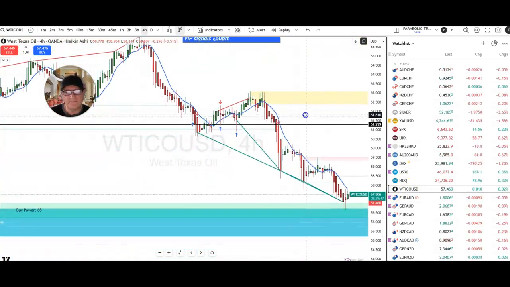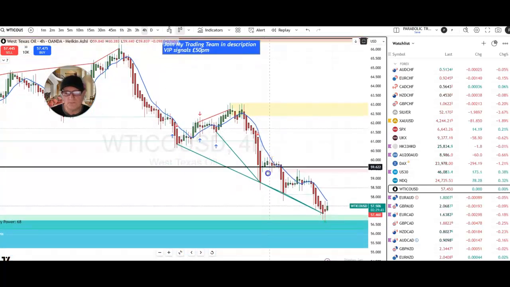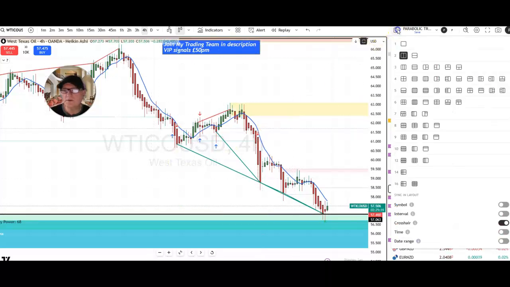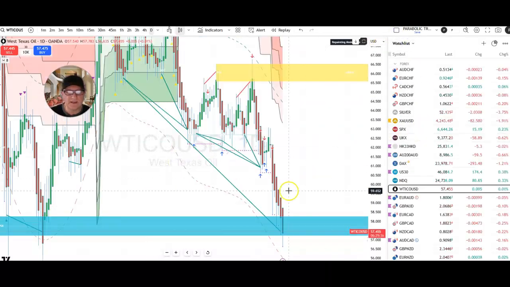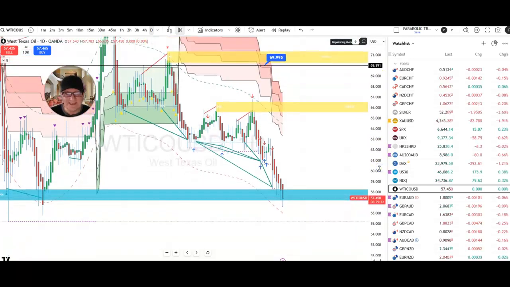Oil is weak. Let's have a look at the daily on this one so we get a better, clearer picture. West Texas oil looking very weak indeed. Will it hold on to demand?